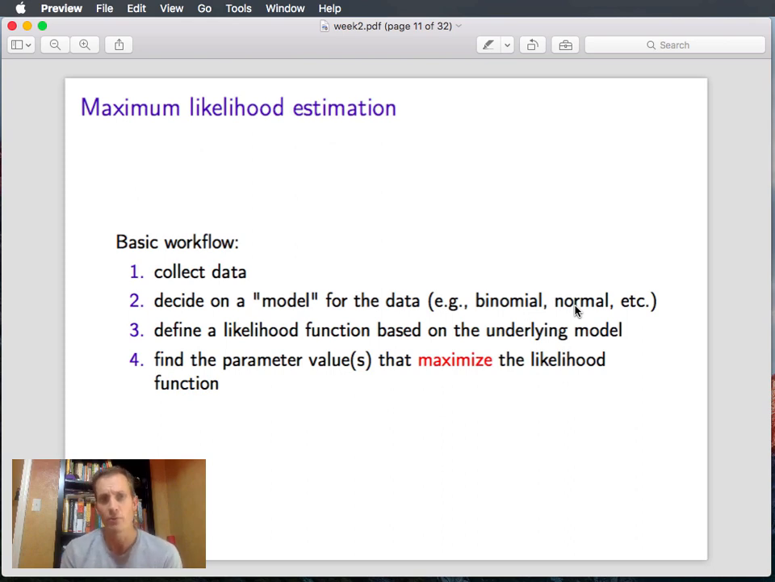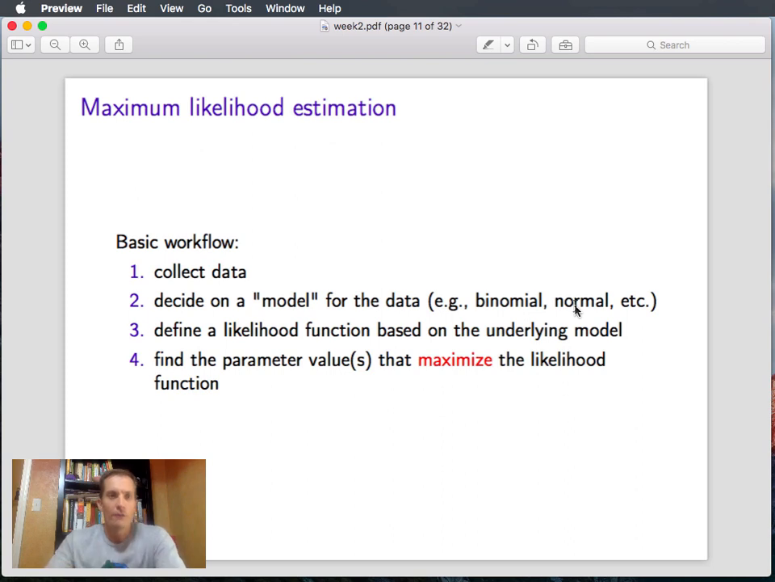We're going to do 3 examples today. But before we do those 3 examples, I want to outline what the basic workflow of any one of these maximum likelihood estimation procedures is. So you can think of it in 4 steps.